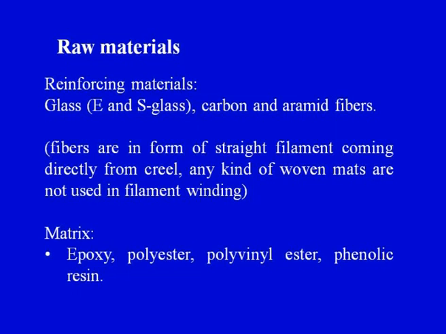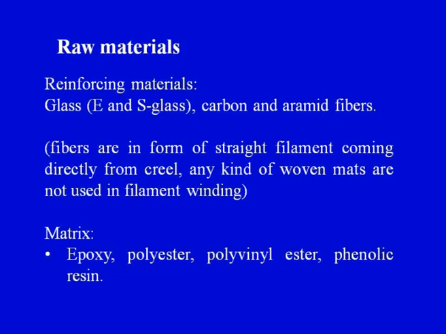Fibers are in the form of a straight filament coming directly from the creel. Woven mats are not suitable for filament winding. Some machines may be developed specifically for using woven mats, but in general purpose filament winding machines we are going to use fiber in the form of filaments only, which would be wound on the mandrel for making a composite product.